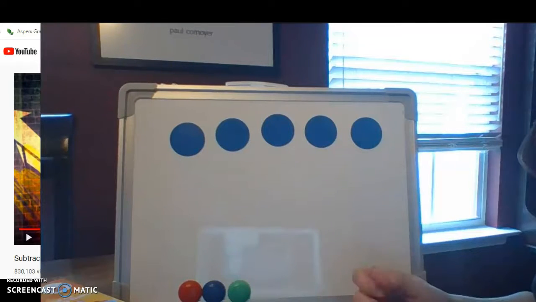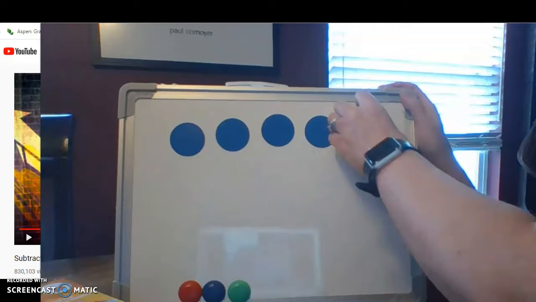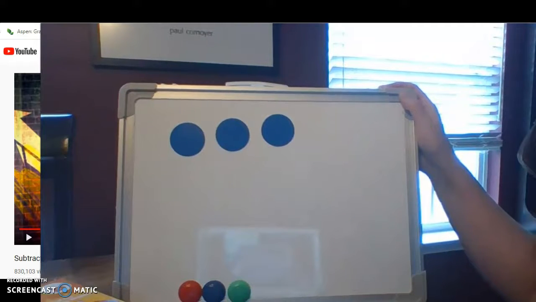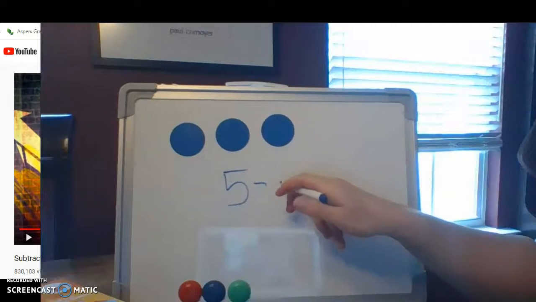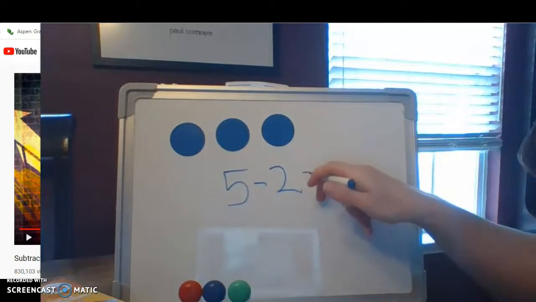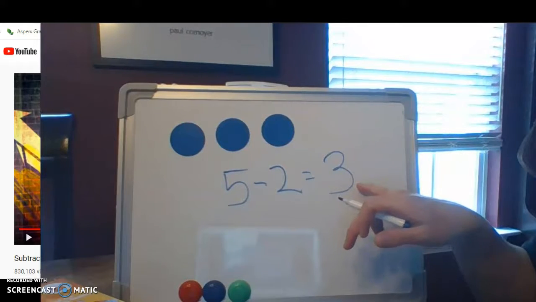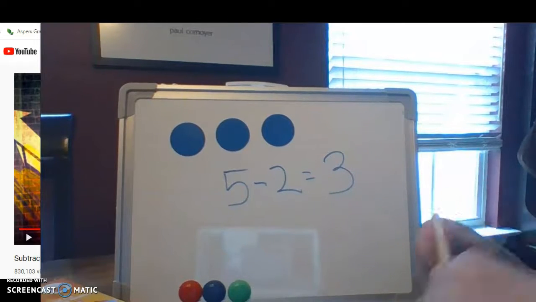And let's say that Dominic came into the room and Yayla gave Dominic 2 cookies. She gave them to him. How many does Yayla have left? So she had 5. She took away 2, and now she has 3. The answer to my problem is 3. It's called the difference. 3 cookies are left. Good job.